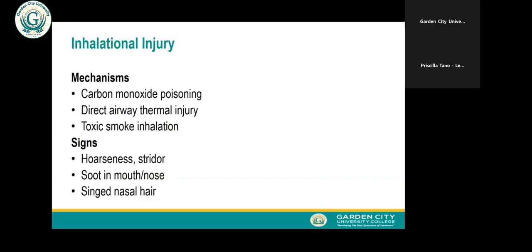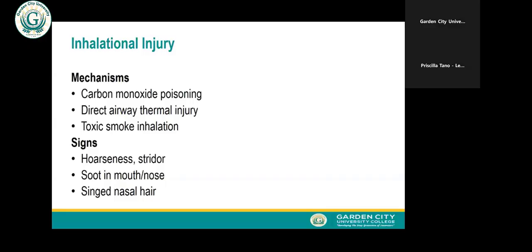They also have soot in the mouth and then the nose. They have singed nasal hair. Their facial hair, their faces, and then the nasal hair will be singed. And then also they have a swollen upper airway. So if you see all these things quickly, it is an emergency, we don't have to play with it. With inhalation injury, it's very, very urgent.